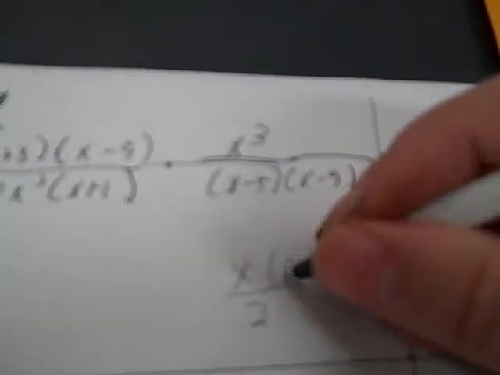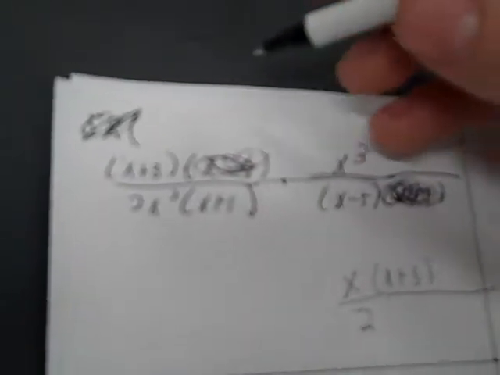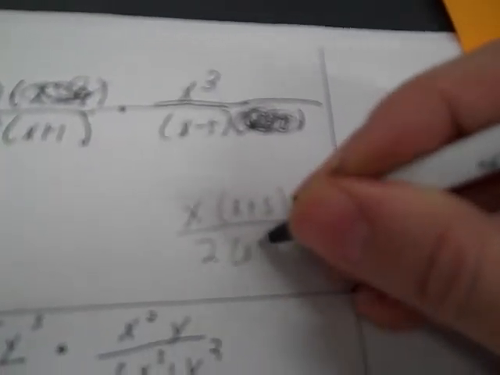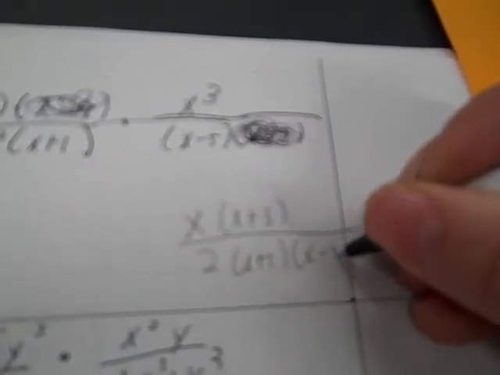Okay, now look at your parentheses. I have an x plus 3. Do I have that on bottom? No, I don't. I have an x minus 9. Do I have that on bottom? I sure do, so cancel them. I have an x plus 1 and an x plus 5 on bottom, so those have to be written down. They cannot cancel. Those are in the answer.